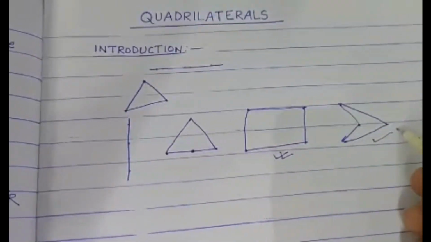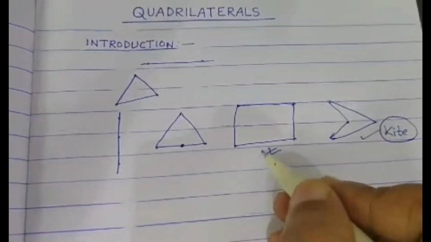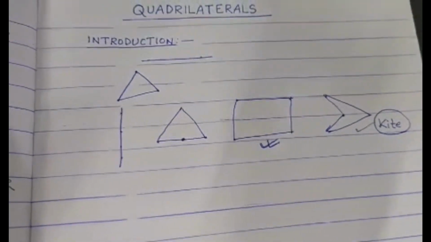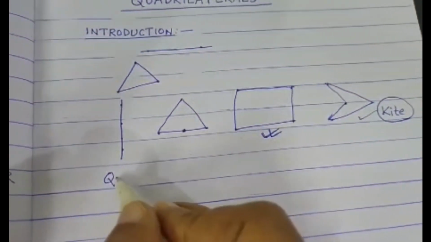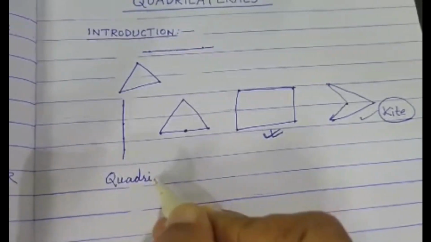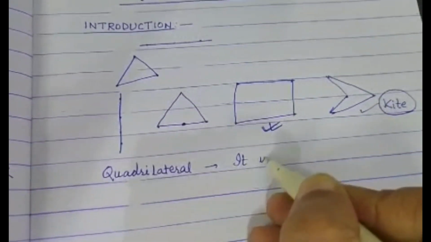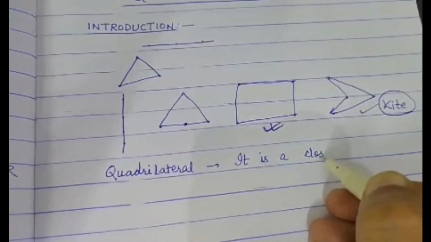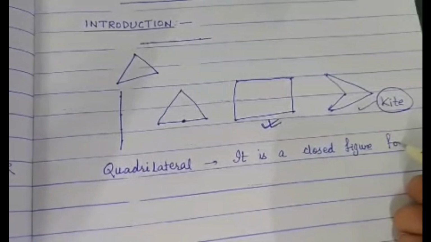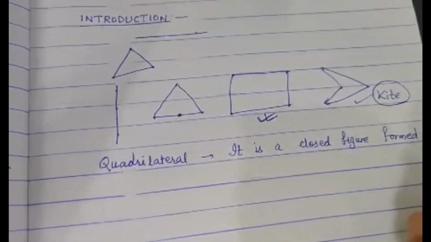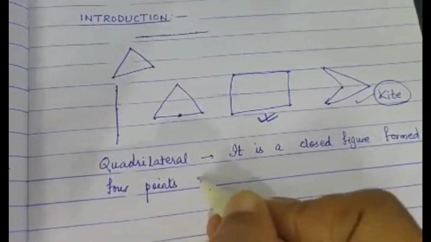This is called a kite. We will study something about it, but the focus will be on this quadrilateral. Different types of quadrilaterals we will study, obviously. So what is a quadrilateral? A quadrilateral is a closed figure formed by 4 points set in an order.